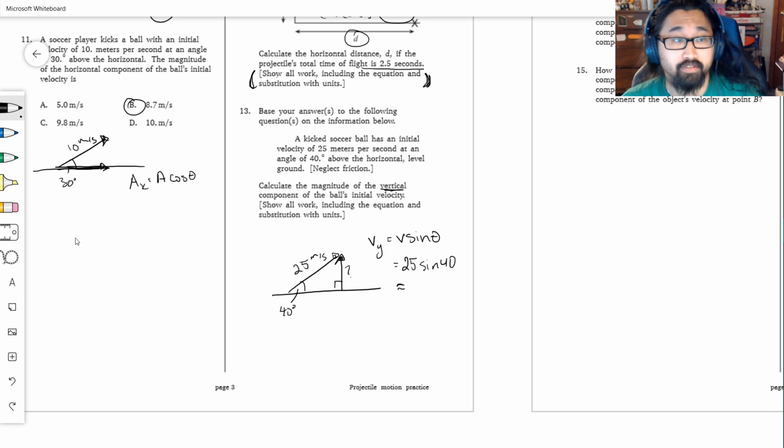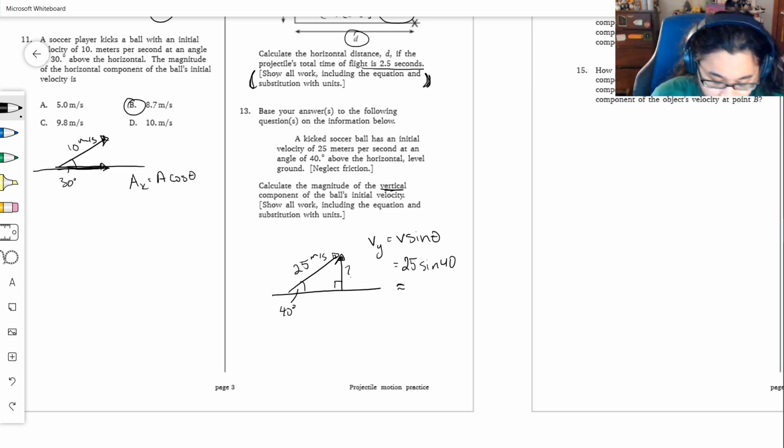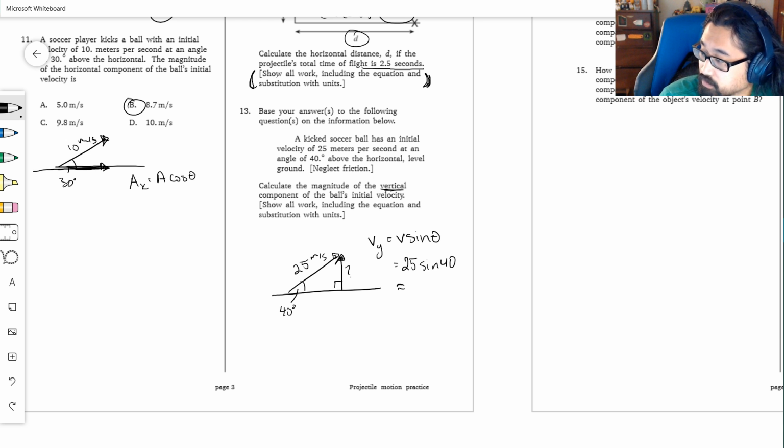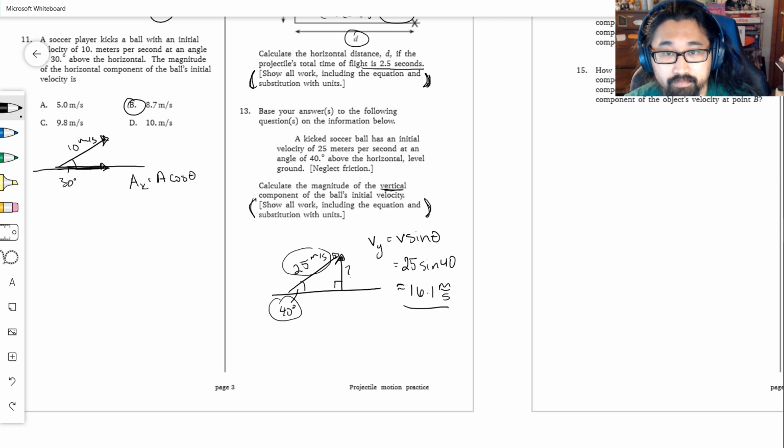something that I don't know off the top of my head. Calculator to the rescue. Phone to the rescue, really. 25 times the sine of 40. 16.1. So this is 16.1 meters per second. There it is. And I did this because in my picture, if you look, I have this and I have this. There are units, meters per second and degrees.